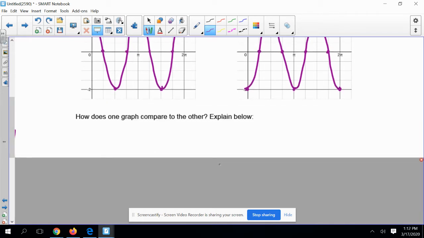Hopefully you made a conclusion that said something like, oh, hey, look, the second graph is flipped over. The first one we had a W.